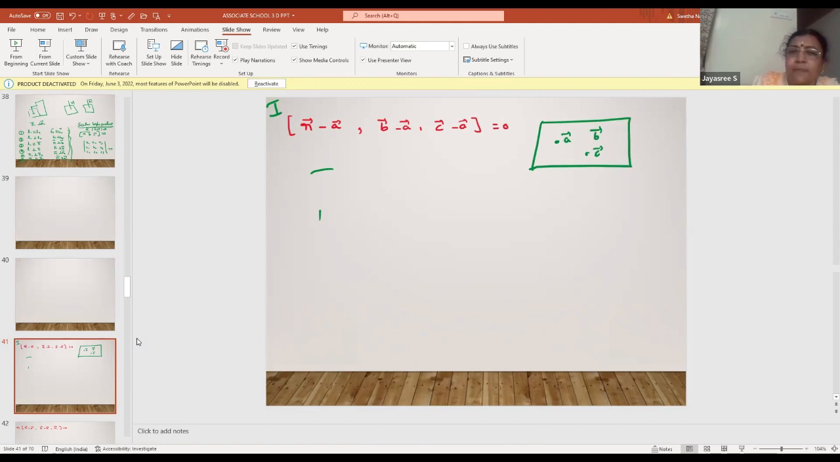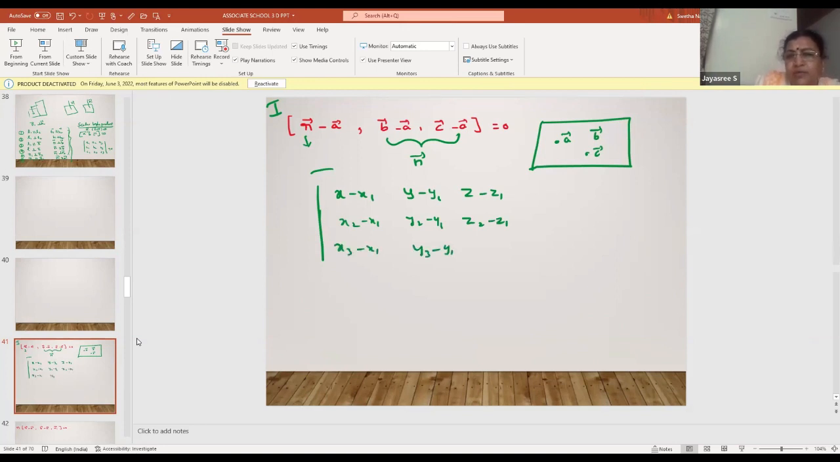So passing through the 3 points, these two give you our normal. This R vector is nothing but the arbitrary point xi plus yj plus zk. A, B, C, 3 points are given, which is nothing but our equation given in the book directly: x minus x1, y minus y1, z minus z1; x2 minus x1, y2 minus y1, z2 minus z1; x3 minus x1, y3 minus y1, z3 minus z1 equal to 0.